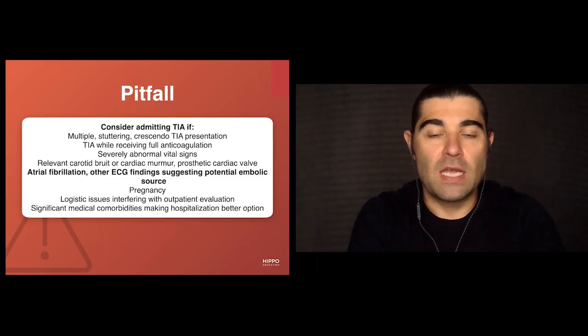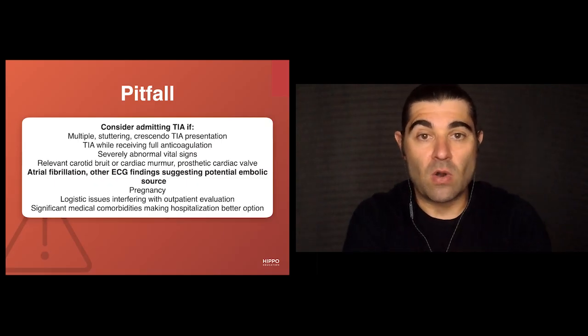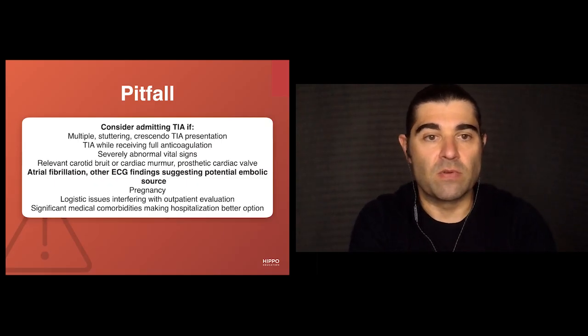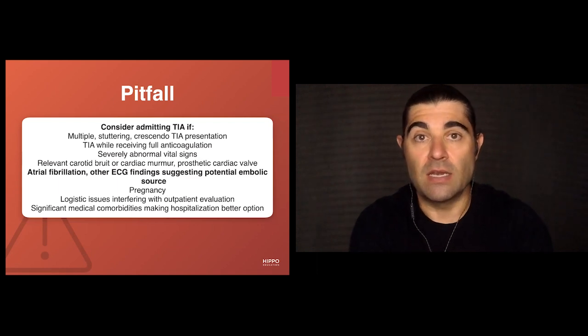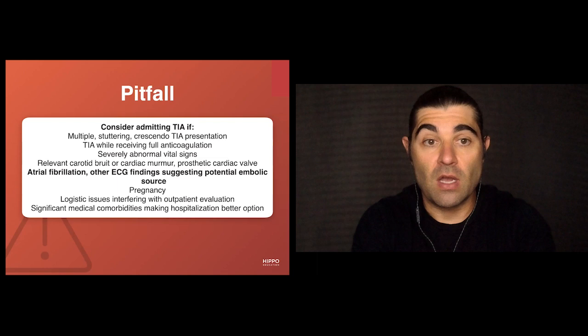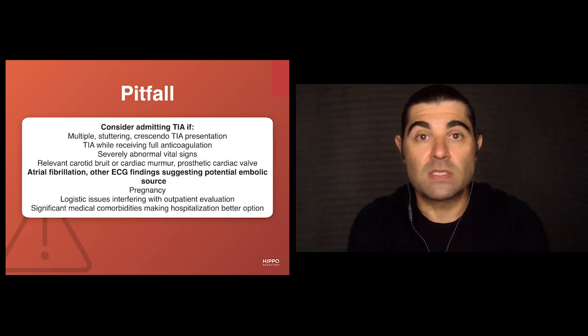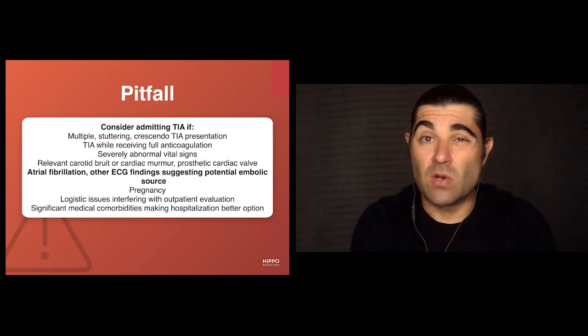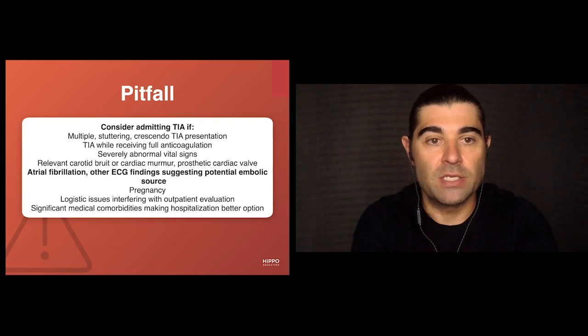Now, this pitfall slide is a bit long. It's got a lot of words, but kind of important from this review article. So what are some of the reasons you would consider admitting a TIA patient? Well, if they're having multiple TIAs, a stuttering kind of episodic state of TIAs, crescendo, where it's increasing in frequency in a shorter amount of time. These would all be reasons you'd want to admit the patient.